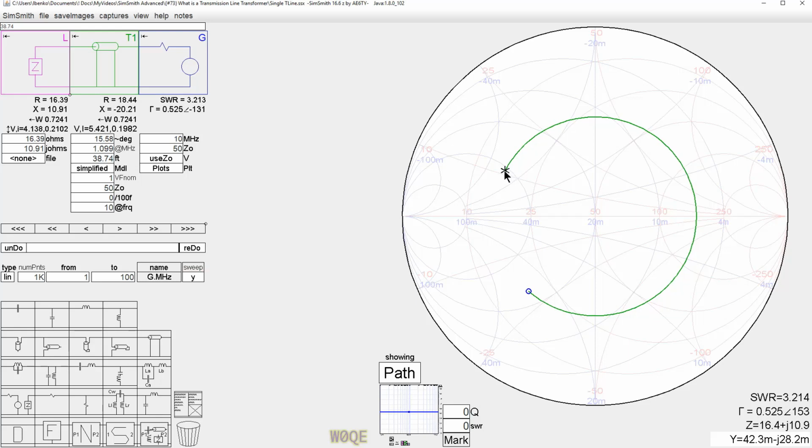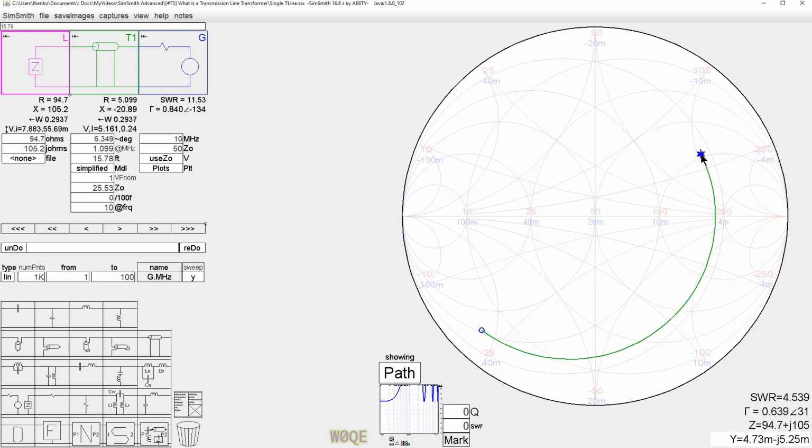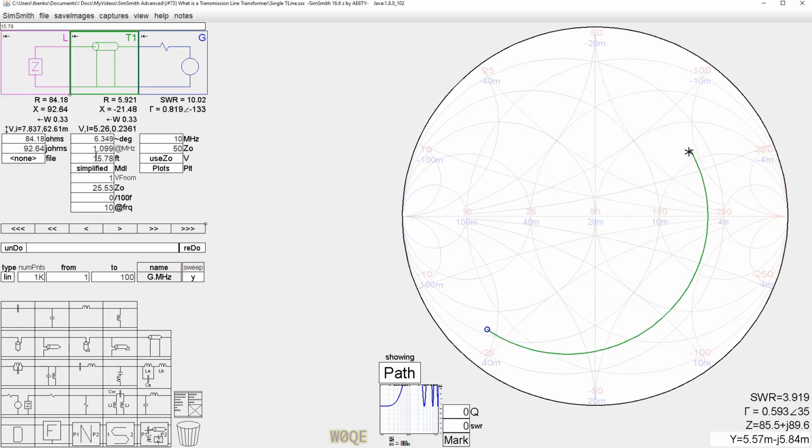Can I match from this point to 50 ohms with a single piece of transmission line? And the answer to that is yes, I can. So I change the impedance of the transmission line, and then I change the length. And there I've done it. What about if the impedance is, say, there? Can I match? And the answer again is yes, I can.